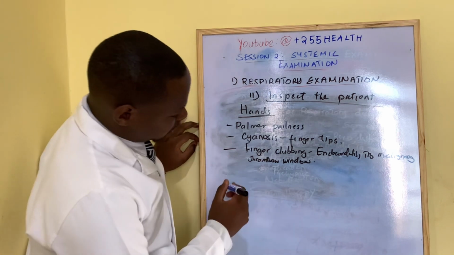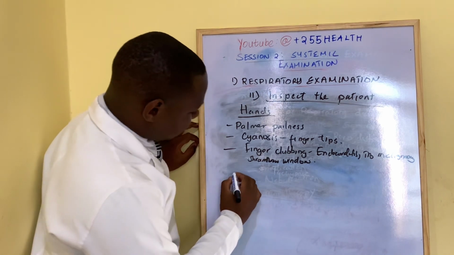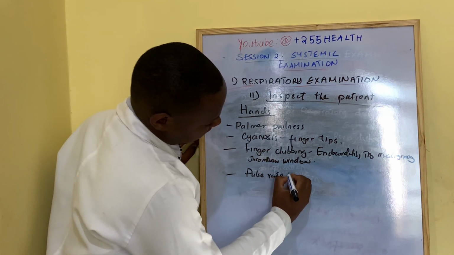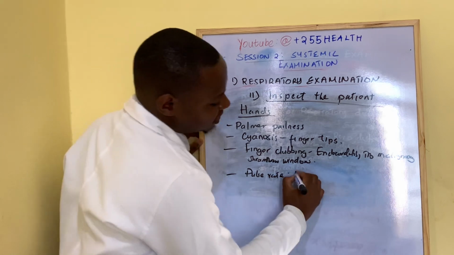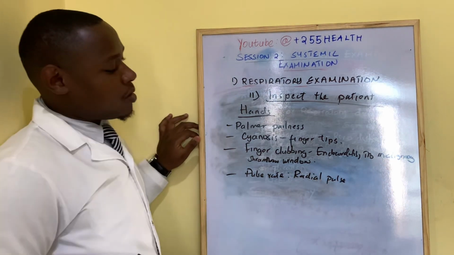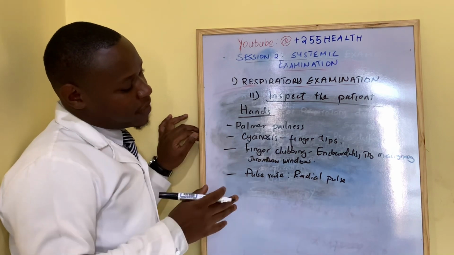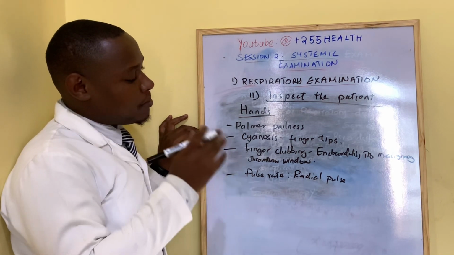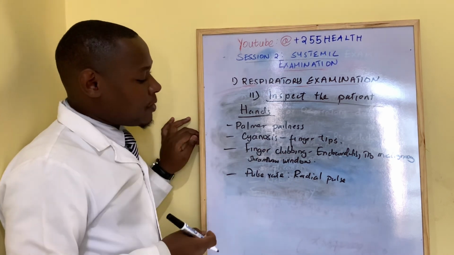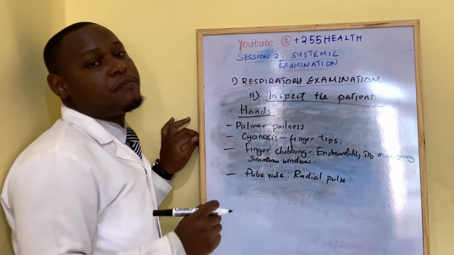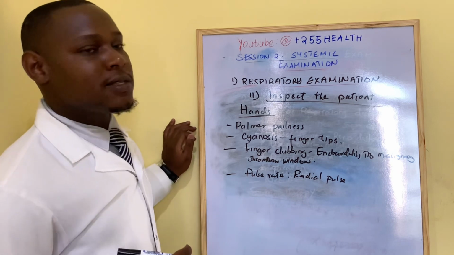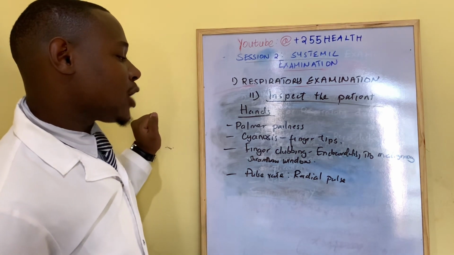You've checked for your finger clubbing, and then after that, take a note of the pulse of the patient. Yes, take note of the pulse rate. We're going to examine the radial pulse. So you're going to comment on the pulse rate, measuring it by taking it over 60 seconds, and then check the rhythm of the pulse. You check the synchronicity of the pulse. You check the volume and the character of the pulse. So these are very important for you to take note of.